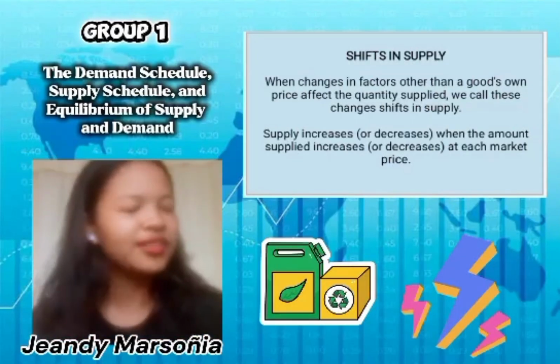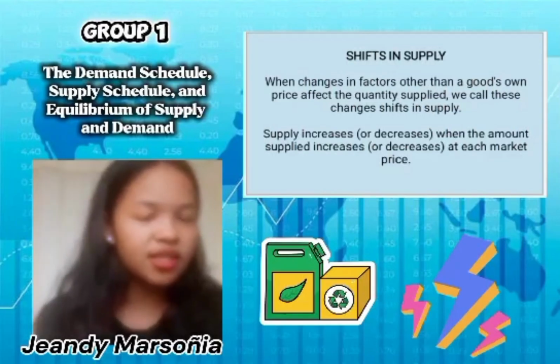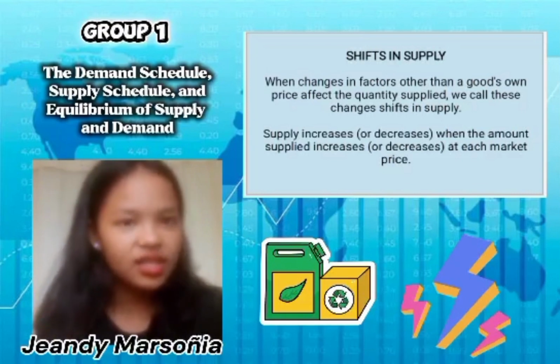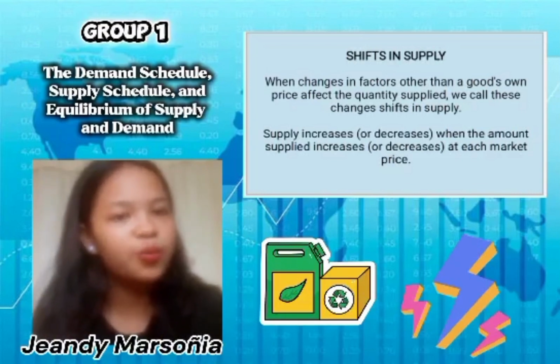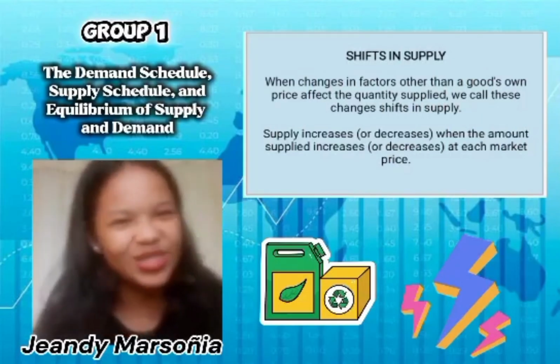So, in short, when the production cost, technology, government policy, and special influences change, the amount of products producers are willing to produce will also change. Thank you.